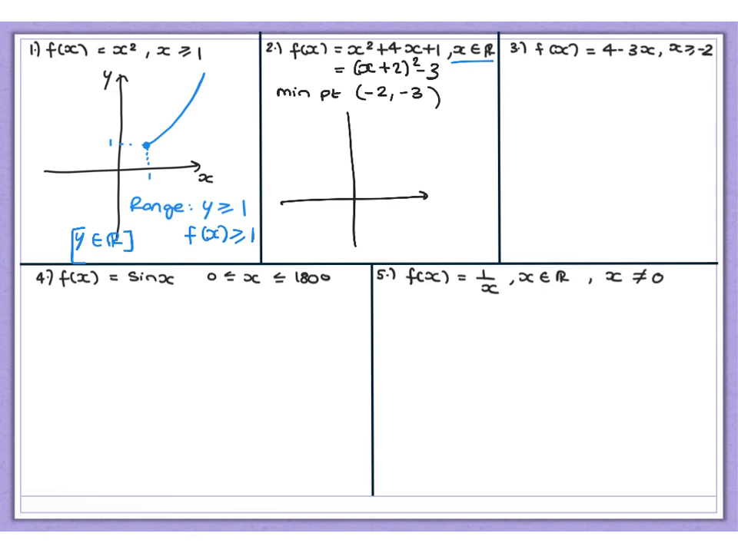So when we sketch the function, we can put in place the minimum point here and sketch in our parabola. Now to find the range, we look at the possible y values, and the minimum y value is -3. We can have any y value above this, so our range is y is greater than or equal to -3. Again, you could also have f of x is greater than or equal to -3.